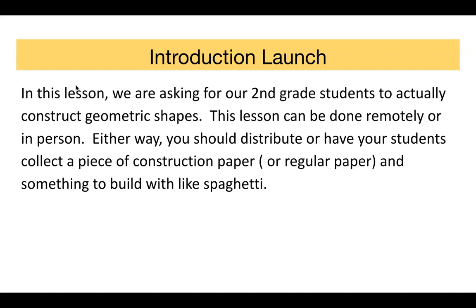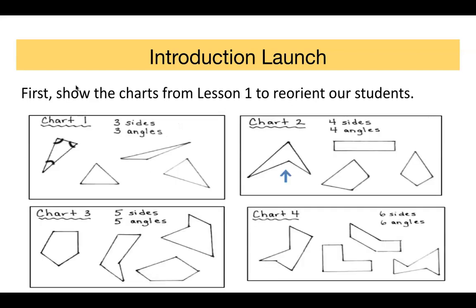And either way, you should distribute or have your students collect a piece of construction paper, heavier paper or regular paper, and something to build with like spaghetti, uncooked spaghetti, of course. So this is lesson 2 of this module. In lesson 1, we went over with our students the number of sides and the number of angles in each one of these polygons, and we showed them these charts from lesson 1. So I would start the lesson with showing them these charts again, just to reorient our students.